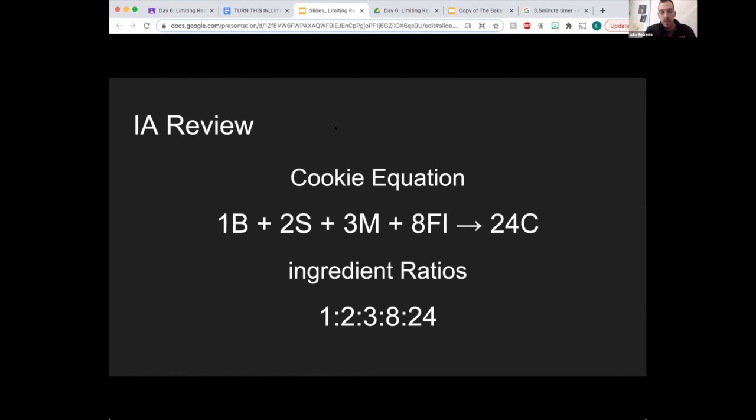24 cookies. If we mess up that ratio and we go 2 cups of butter instead of 1 cup of butter, we're going to end up with gross cookies. If we go 1 cup of sugar instead of 2 cups of sugar, there'll be little discs of dough, but they're not going to taste very good. So to make sure that we get the cookies that we can sell at this bakery, we need to consistently use 1 cup of butter, 2 cups of sugar, 3 cups of milk, 8 cups of flour. If we diverge from that ratio, bad cookies, can't sell them, okay?